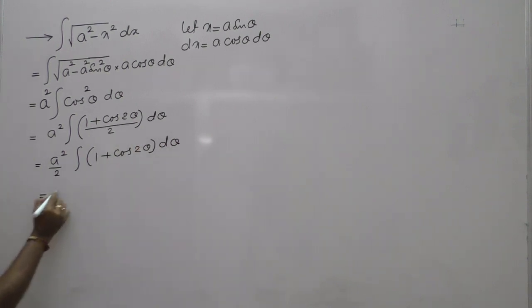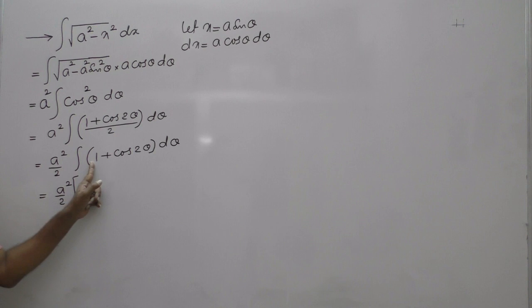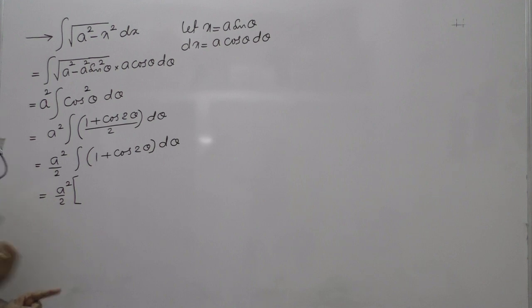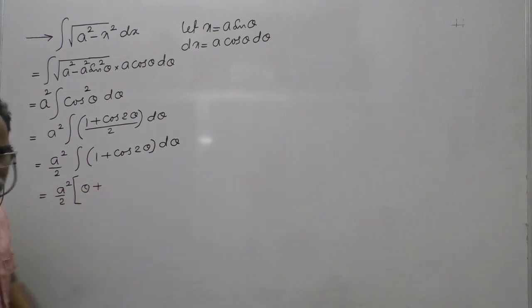Yes, now this is a square by 2 into, this is integrable. 1 is a constant number. What is the integral of 1? It is x, when the variable is x, but here the variable is theta. Therefore it is theta. Now listen carefully. What is this?